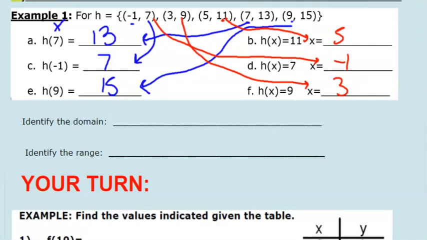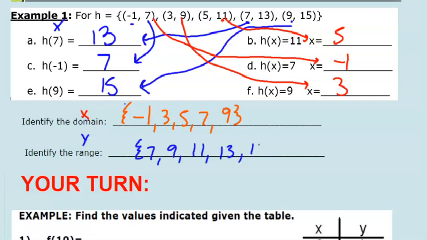The domain, left, right, x, would be -1, 3, 5, 7, and 9. The range, down, up, y, would be 7, 9, 11, 13, and 15.